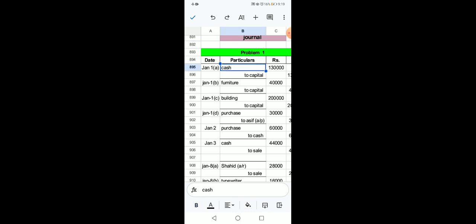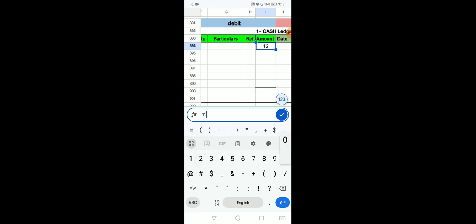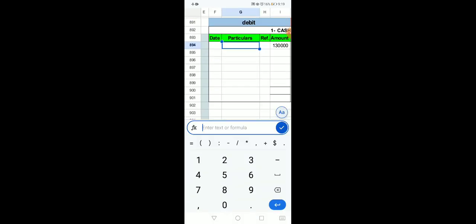So the first entry, January 1, cash is written on the debit side, and as usual our rule says if cash is written on the debit side, we will choose the debit side of the ledger. Cash is debited 130,000. You will go to the debit side of cash and write 130,000 on your debit side.